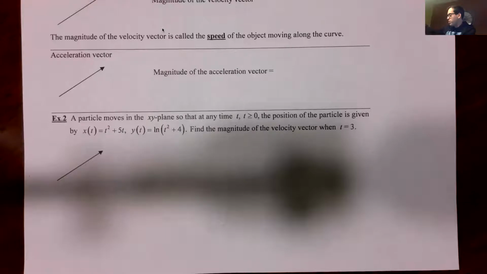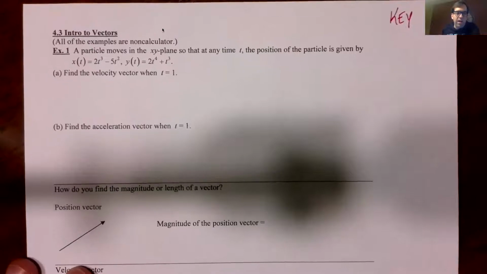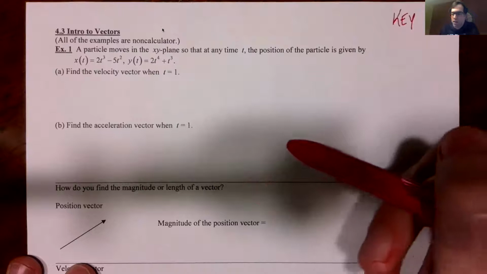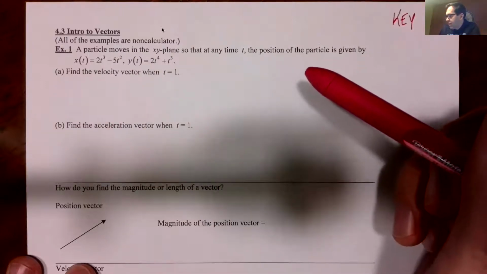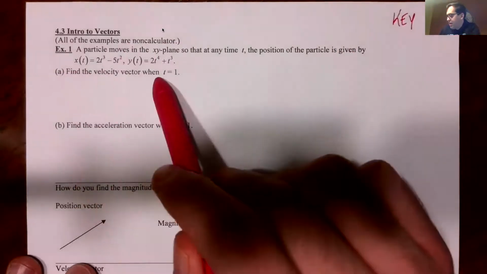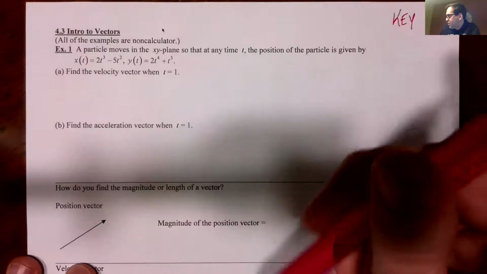So that's some of the formulas we're going to be looking at today, but let's see if we can apply many of the things we've already done, but in vectors. So it's just kind of writing parametric equations in a new form. Example 1, a particle moves in the xy plane so that at any time t, the position of the particle is given by these equations. A, find the velocity vector when t equals 1.